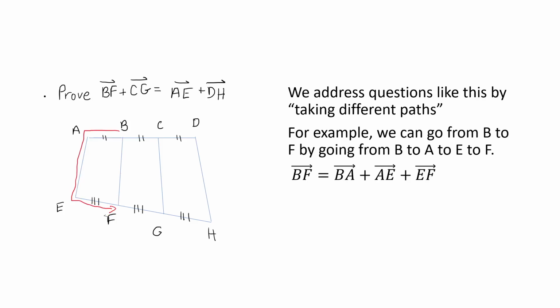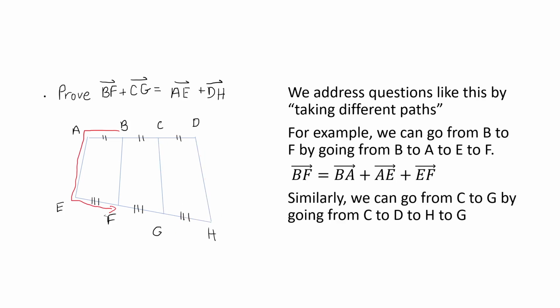All right. Now, instead of going from C to G and just going straight there like a sensible person might, we could do the scenic route, go from C to D, from D to H, and H to G. Okay? So by the same token, we would say that going from C to G would be the same as going C to D plus D to H plus H to G.